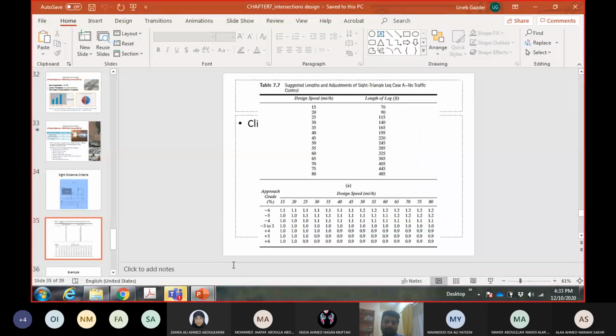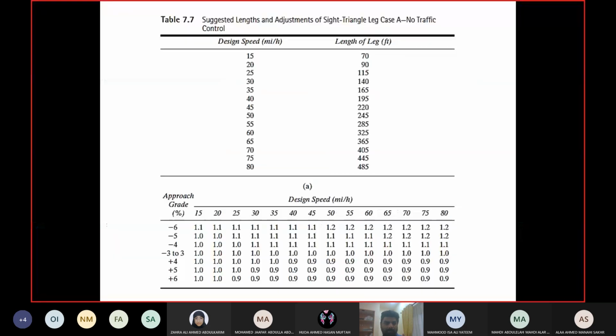Now you come to this table. As I said, I want to find out the speed using the distance, so I have to use this table. I should divide by the adjustment factor, then put it in the table. So 89.4 feet. I have a gradient of 2%, and for a 2% gradient the adjustment factor is 1. So 89.4 divided by 1 will remain 89.4. The adjustment factor has no effect. Then you come here.